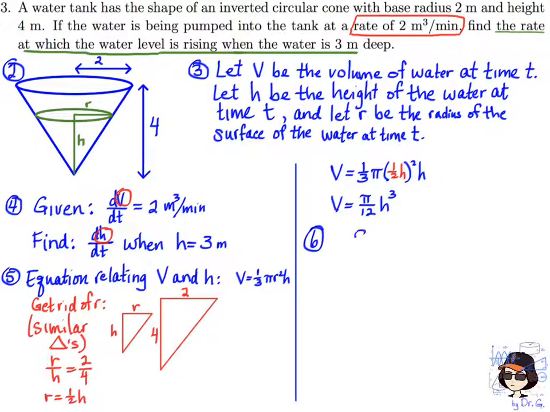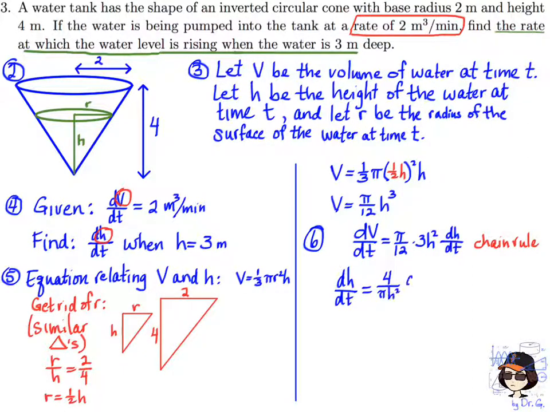So step 6 says differentiate both sides. So on the left, the derivative is just dV/dt. On the right, I differentiate h cubed and I get 3h squared times dh/dt. And that's the chain rule. Okay, so now we're looking for dh/dt, so let's solve this equation for dh/dt in terms of everything else and simplify. So dh/dt is 4 over pi h squared times dV/dt.